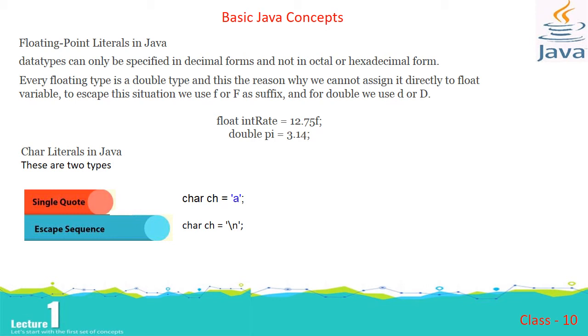Now the next is the character literals in Java. They are of 2 types: single quoted and escape sequence. As the example says, we write ch, any variable identifier, equals any single character in single quotes. Or it can be an escape sequence. We have given examples here: ch equals \n, or it can be \t, or \a, and we will discuss them in detail later on.